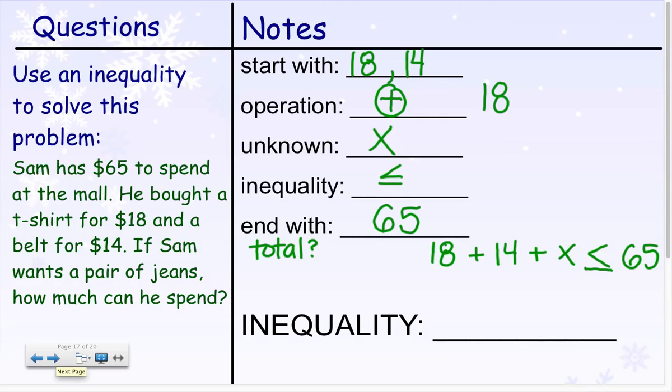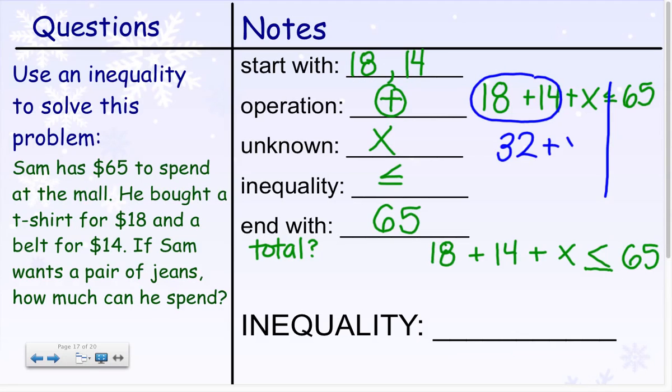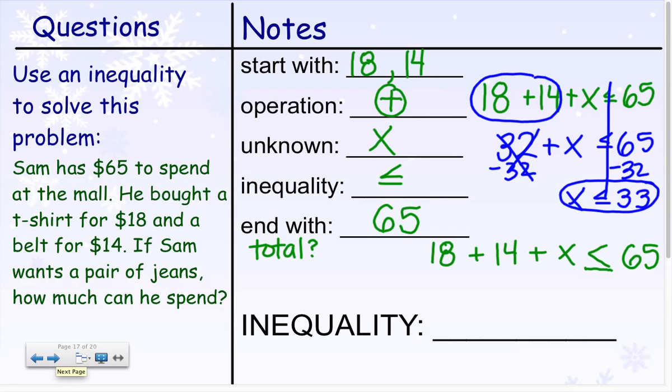Now if I want to solve this, you'll notice I have some same side like terms. So I'm going to add those together first. 18 and 14 make 32. Now I just have to subtract 32 on both sides. And I've got x is less than or equal to 33. This means that Sam can spend $33 or less on the jeans.